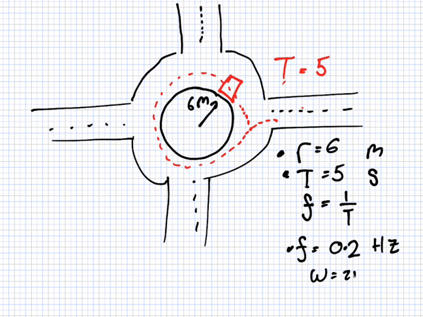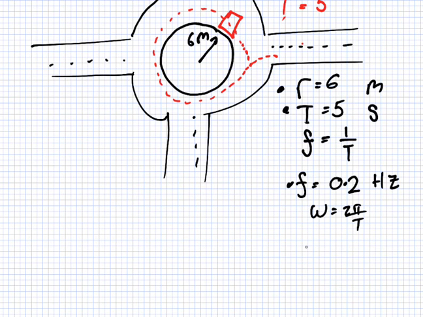Omega equals 2 pi over T. So what does the omega equal? Can someone tell me 2 pi, 31.4? 1.256. Oh, sorry, 1.26 radians per second. So finally we can get our answer.